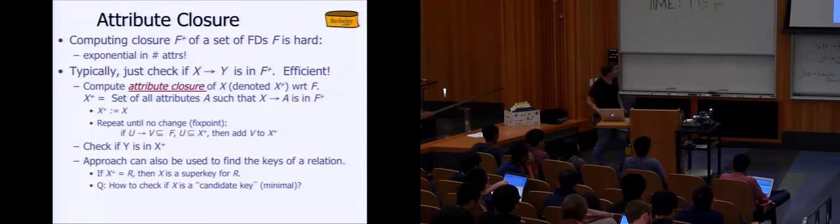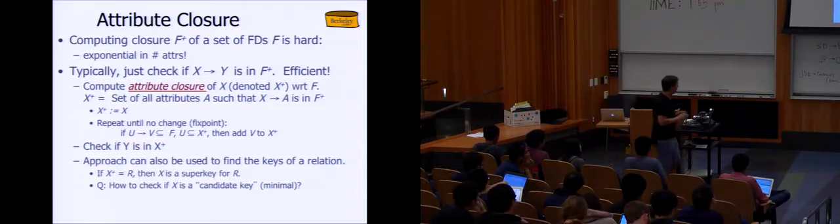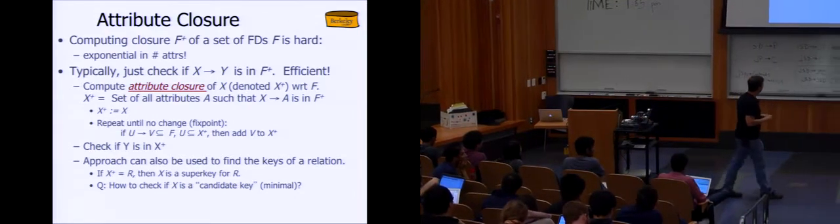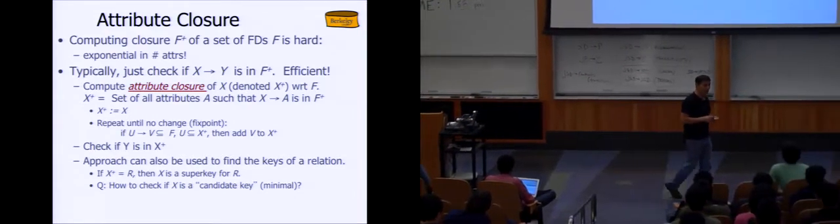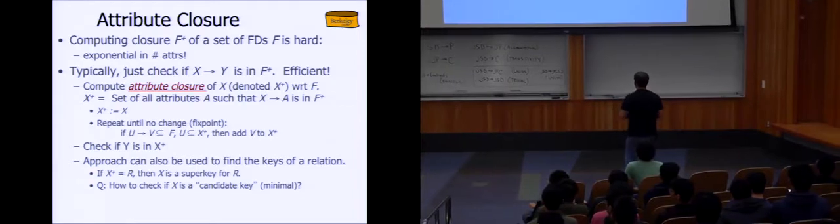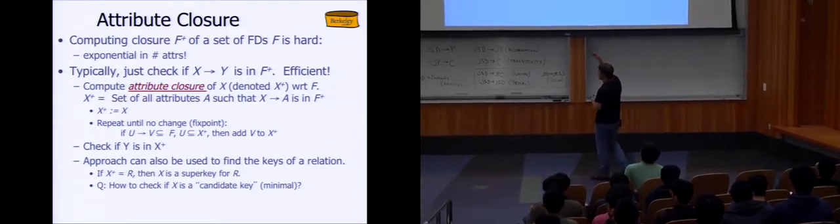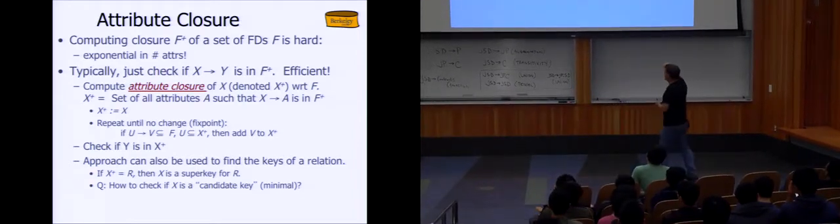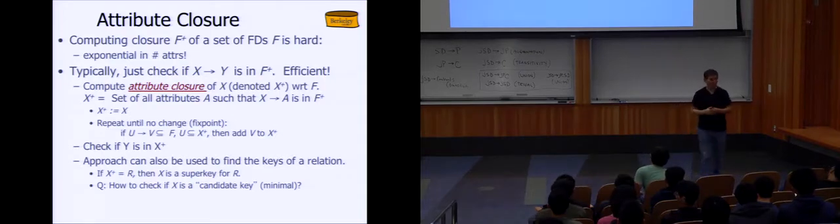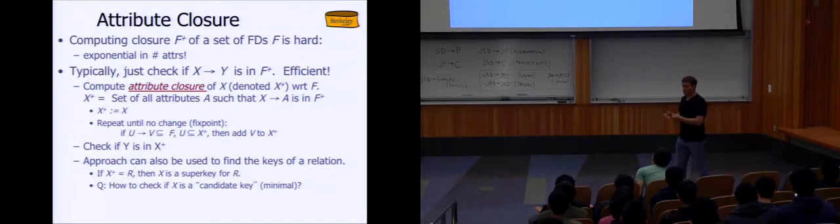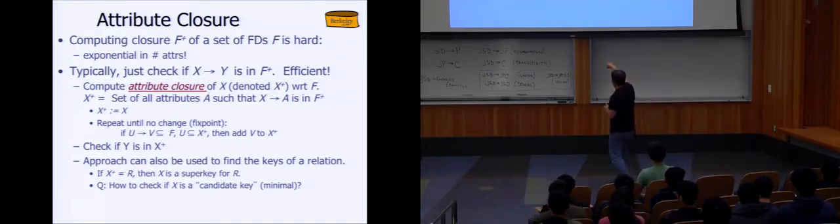Okay. This approach can also be used to find the keys. I didn't say it could be done efficiently, but it can be done to find the keys. So suppose X plus contains R, the set of all attributes in relation R. Then X is a super key, right? So you can always answer the question, is a particular set of attributes a super key? Next question, is it minimal? Is it actually a candidate key? How do you do that?